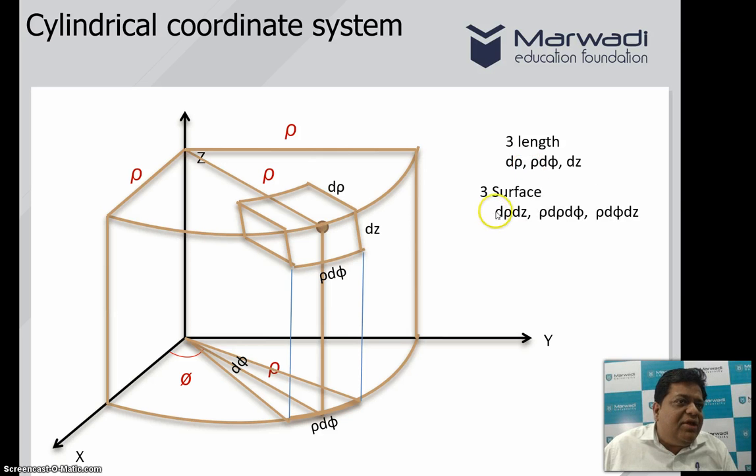Now I can multiply any two of these lengths together to make a surface. So one of the surfaces is d rho dz, another surface is rho d rho d phi, and the third surface which I am getting is rho d phi dz. Similarly I can have one volume, and that is the multiplication of all these. So it is given as rho d rho d phi dz.